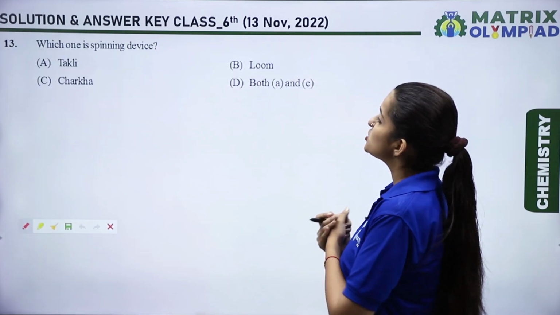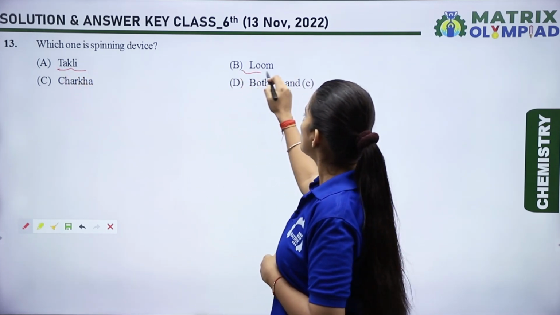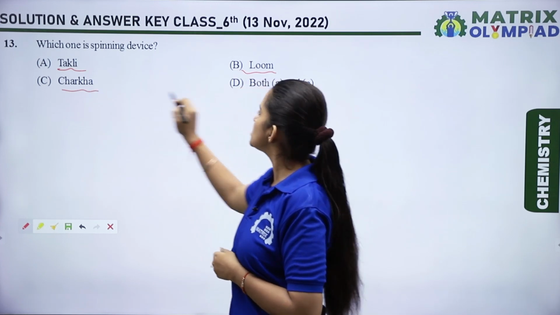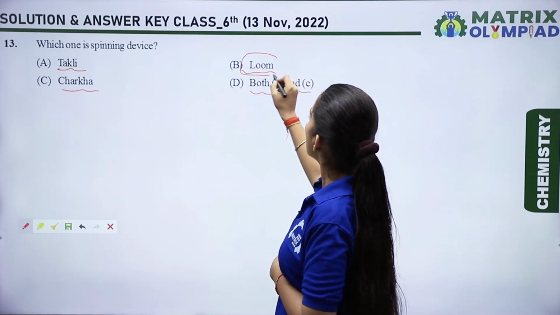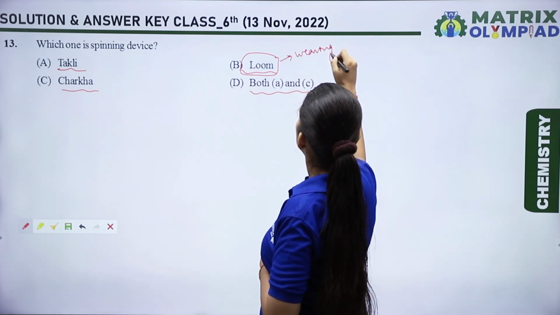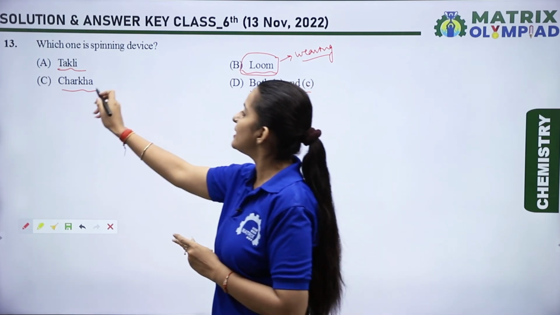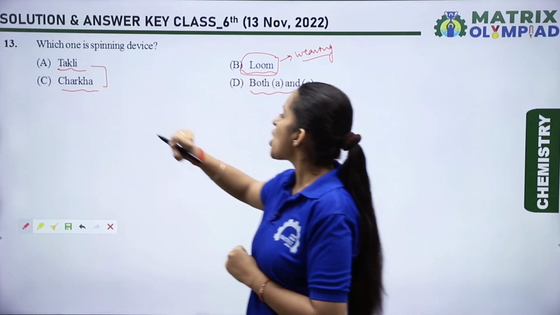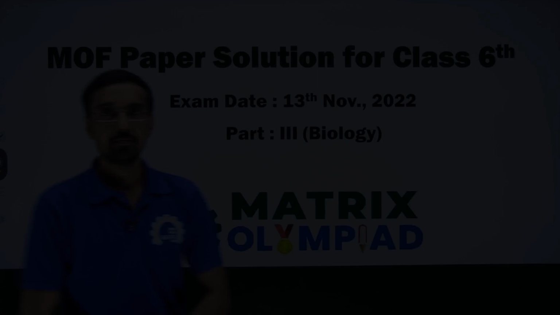Last question is, which one is a spinning device? Option A, takli, option B, loom, option C, charkha, and option D, both A and C. Loom is used for weaving. So here loom is not a spinning device, whereas takli and charkha are spinning devices. So option D is correct here, both A and C.